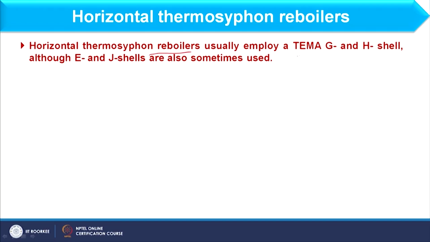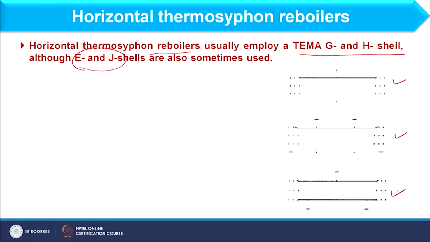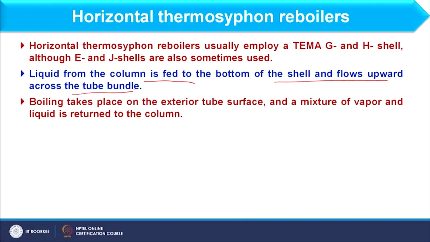Now, we will focus on horizontal thermosiphon reboilers. Okay. As far as horizontal thermosiphon reboilers are concerned, these usually consider TEMA G, H shell along with E and J shell. Okay. E shell you already know, this is basically G shell, and here we have this H shell, and this is basically J shell. Okay. And liquid for the column is fed to the bottom of the shell and flows upward across the tube bundle. So, this you already know, if horizontal placement is there, boiling should be in shell side, right.